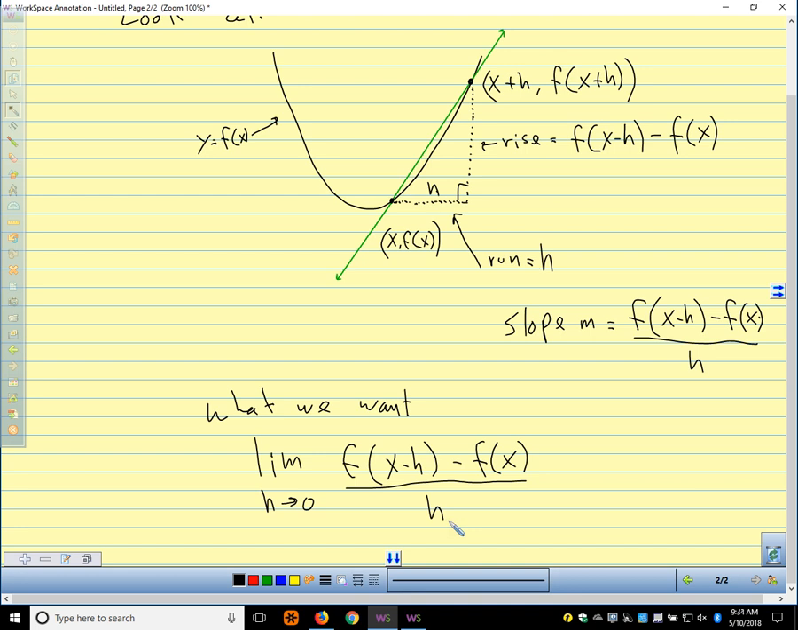This limit is one of the 2 major ideas in calculus. And arguably this is why Newton invented calculus, because he was interested in this problem. How do I figure out how the function is changing right at that one particular point?